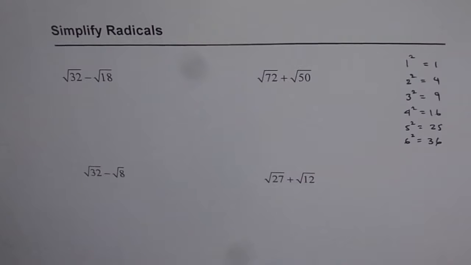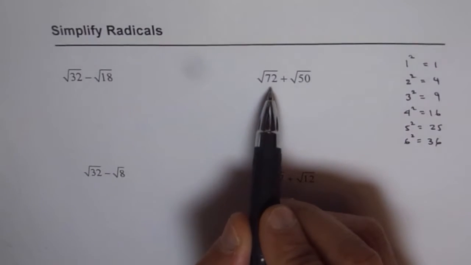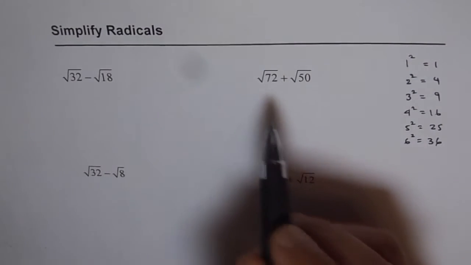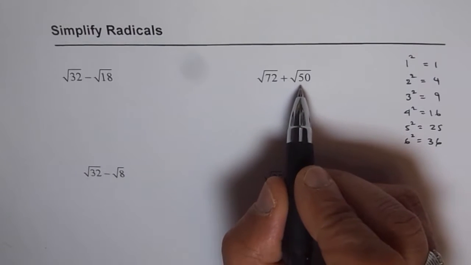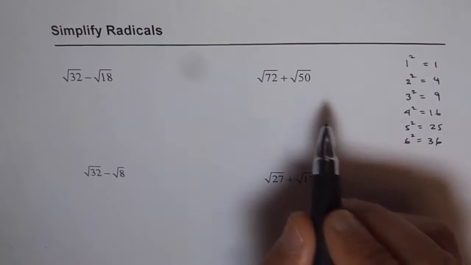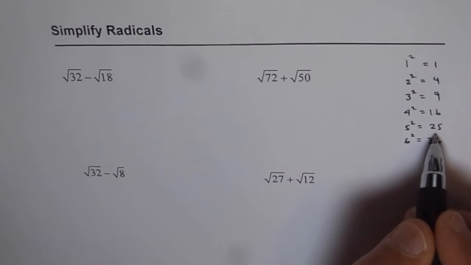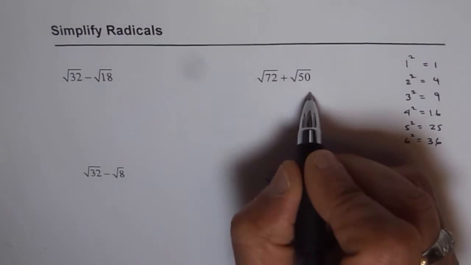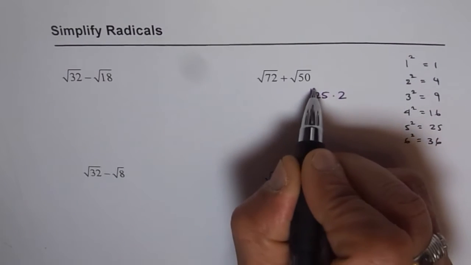Now, when we are trying to simplify the radicals, the strategy is to break down these numbers in the form of their perfect squares. For example, 50. 50 could be written as 25 times 2. Why did I take 25? Simply because 25 is a perfect square. So I'll write 50 as square root of 25 times 2, right?